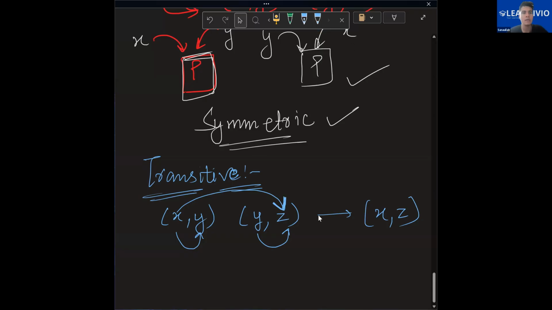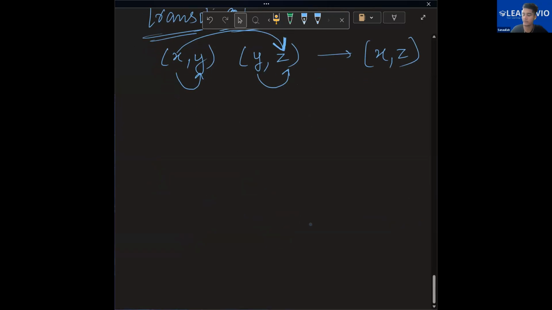Understood? So if x and y work at the same place and y and z work at the same place, then x and z also work at the same place. है ना? Let's take an example. Let's say we have a company, Google.